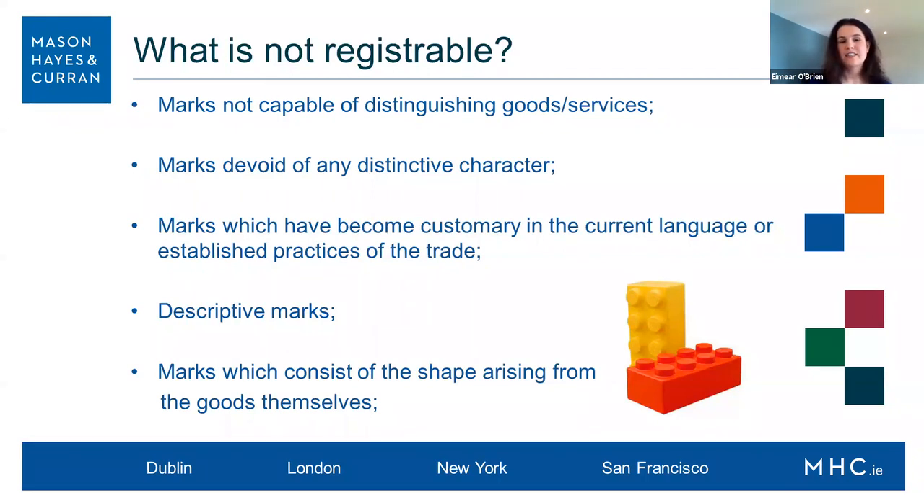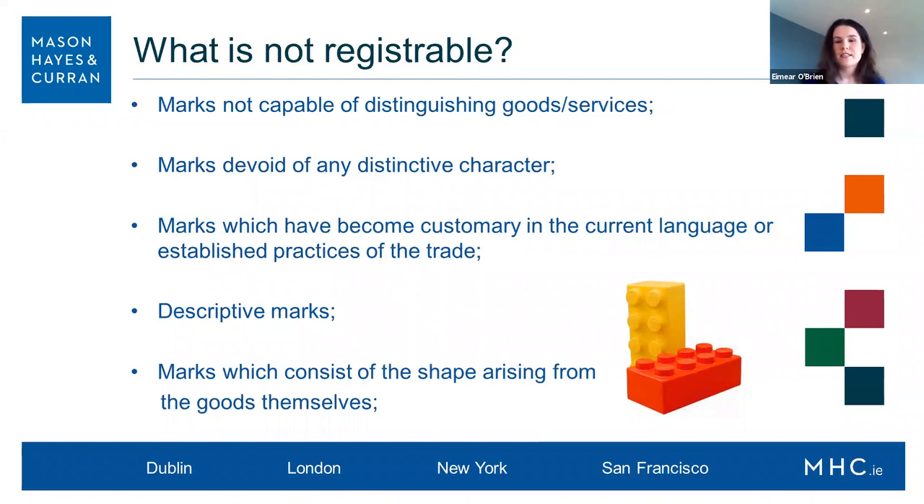Now, the last point on the slide here is marks which consist of the shape arising from the goods themselves. So shape marks can of course be registered, and again Jerry's going to look at some examples of shape marks later on, but there are certain types of shapes which an office won't be happy to register. For example, shapes which result from the nature of the goods themselves, like a realistic representation of a banana for bananas, because of course that shape comes from the natural product itself. And also shapes that are necessary for the product to obtain a technical result.